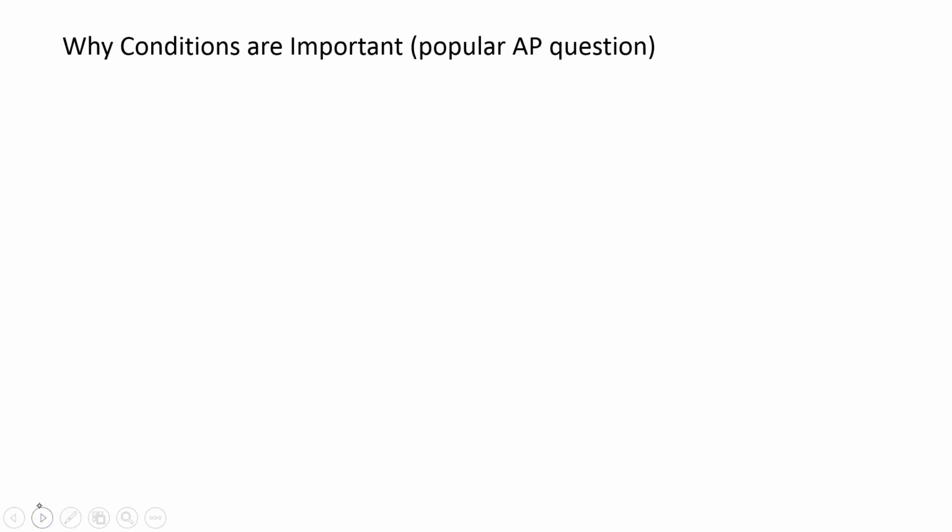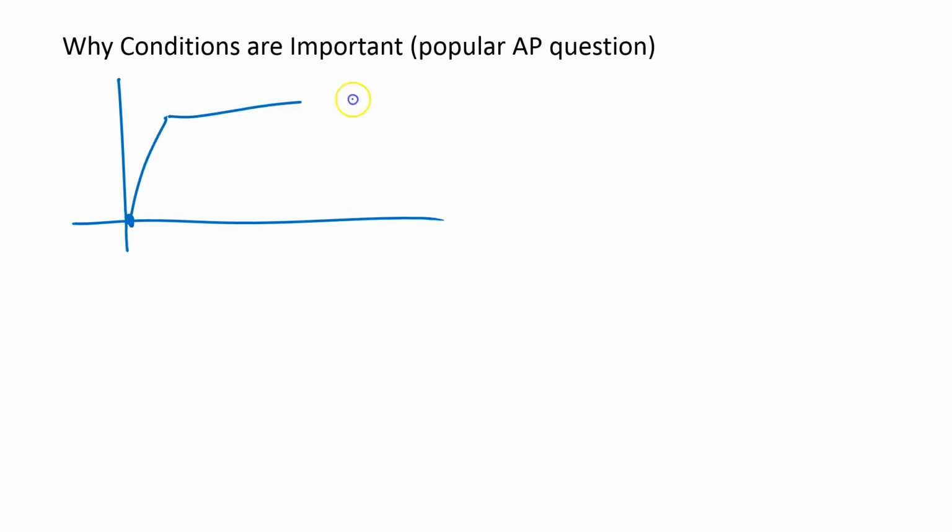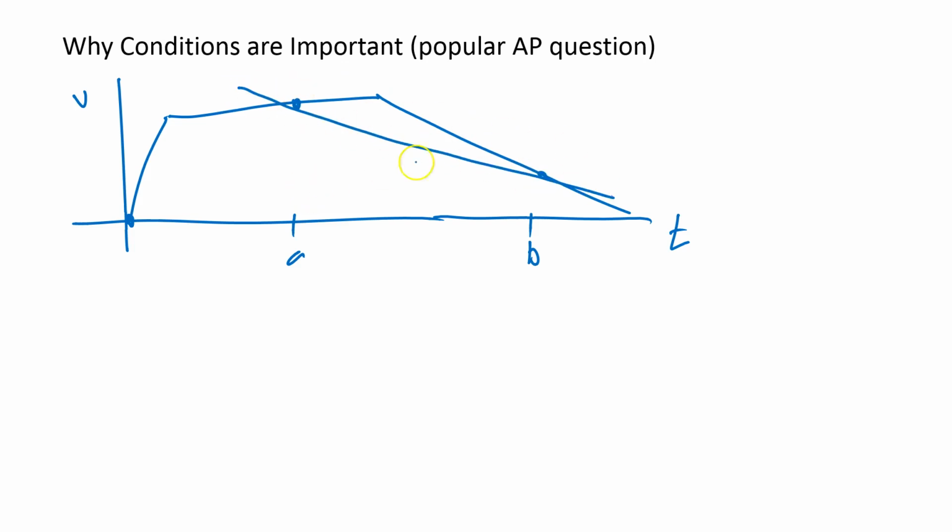So first of all, I want to talk about why the conditions are important, why it has to be smooth. The first AP problem I ever gave you was a velocity function. It looks something like this. They asked you to find the average acceleration between A and B. So this is the velocity, this is time. Remember, you find average acceleration by finding the slope of the secant line, because that'll be change in velocity over change in time. Instantaneous acceleration happens when you do the slope of the tangent line.